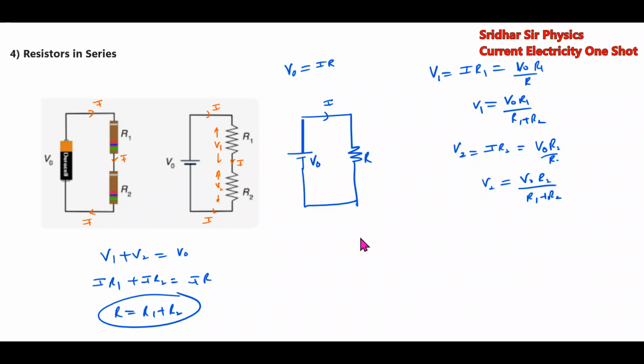There is a potential difference. What about the power dissipated? Power dissipated should be equal to I square R1, I square R2. If R1 is greater than R2, V1 is greater than V2, and P1 is greater than P2. If two resistors are in series, the one having more resistance will dissipate more power. The same concept is applicable for bulbs also, very, very important.